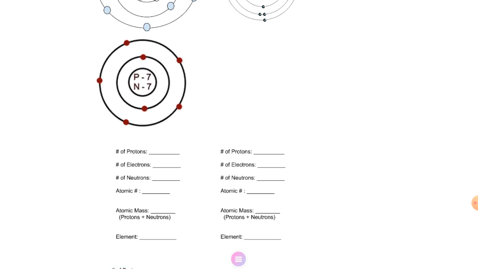What do you think the P and the N in the center of the atom stand for? Protons and neutrons. So for this particular element, how many protons do you think I have? 7. So again, mine looks different than yours. You just fill out the lines under it. So there are 7 protons. How many neutrons do you think there are? 7.